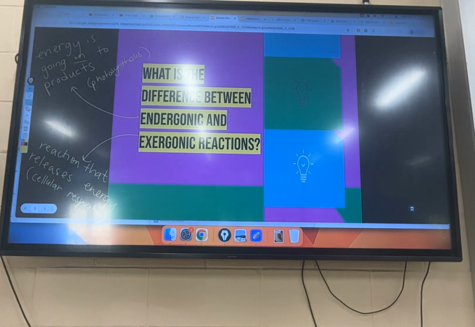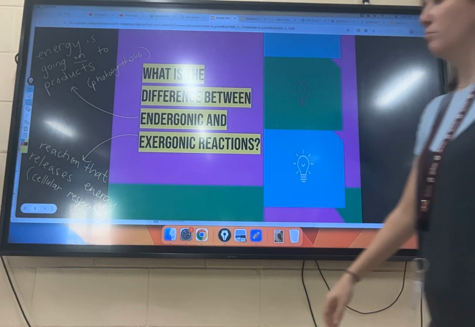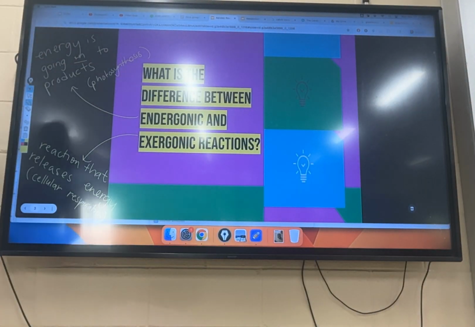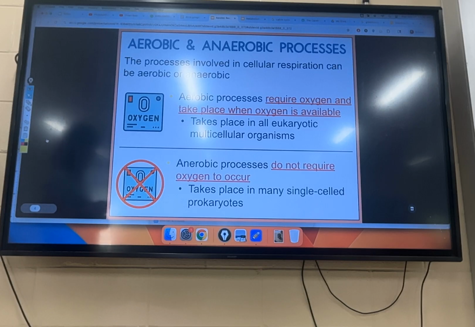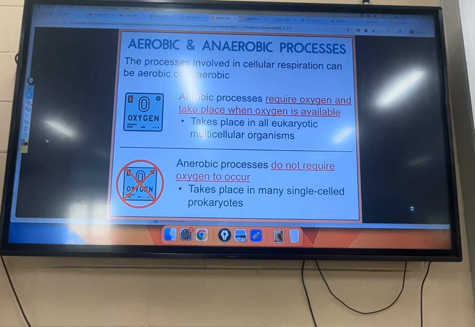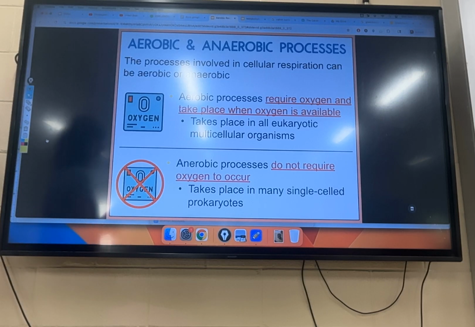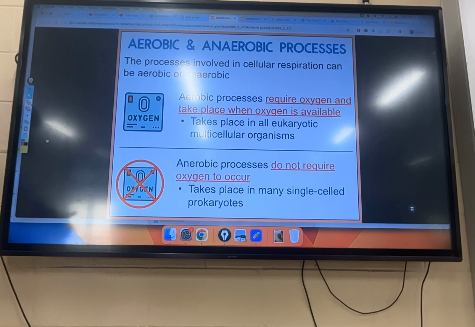Okay, so we've talked a lot about the endergonic part of this. How do we package energy into glucose molecules in photosynthesis? Now we'll talk about how we move that energy into different molecules, into ATP. This energy can be moved around either in the presence or absence of oxygen. So cellular respiration can be aerobic or anaerobic. Today we're going to focus on the aerobic processes. Aerobic means that it requires oxygen. So these are reactions that take place when oxygen is present.